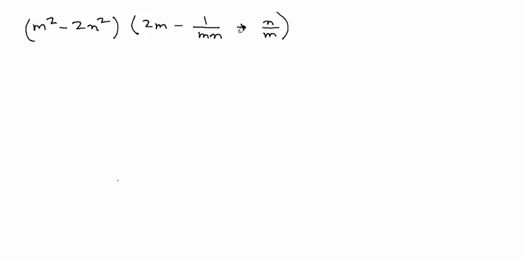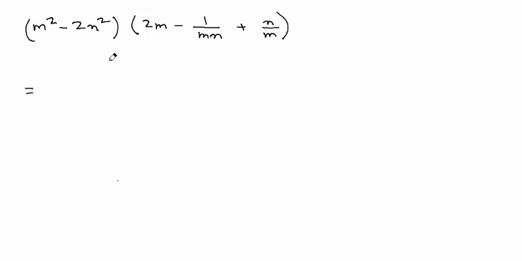Okay, so here's another one. m square minus 2n square, which is a binomial having two terms in it, multiplied with 2m minus 1 over mn plus n over m. This is a trinomial having three terms in it. We are going to follow the same process of distributing all of this on each of the terms of the trinomial and then reapplying the distributive property.